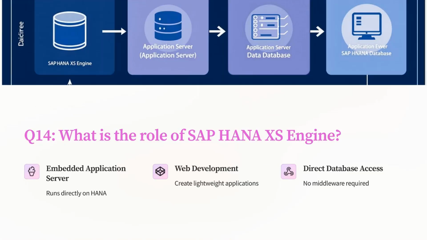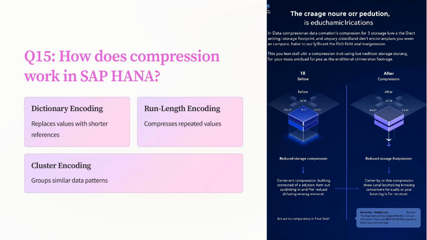14. What is the role of the SAP HANA XS Engine? XS Engine allows web-based application development directly on HANA. It provides an embedded application server to create lightweight applications. Here's something else interviewers love to ask. 15. How does compression work in SAP HANA? HANA uses dictionary encoding, run-length encoding, and cluster encoding to reduce the data footprint, which speeds up query performance.